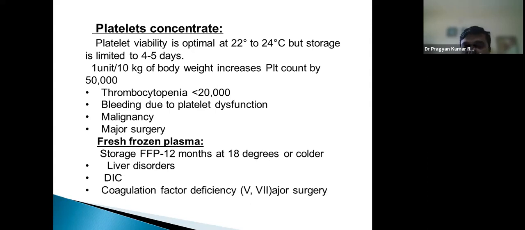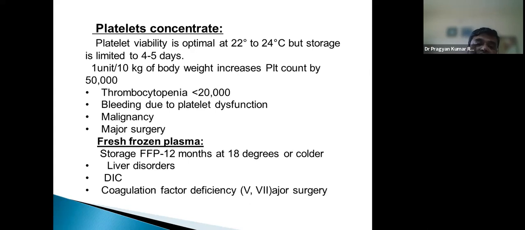So in thrombocytopenia, less than 20,000 is roughly where some guidelines have said we should be giving platelet transfusion. Bleeding due to platelet dysfunction can also be treated, like somebody on ecosprin and clopidogrel bleeding severely. That could be dysfunctional platelets where we give platelet concentrate. Also in malignancy, and major surgery. The most important take-home message about platelets is that if collected and prepared, they have to be used within 4 to 5 days.